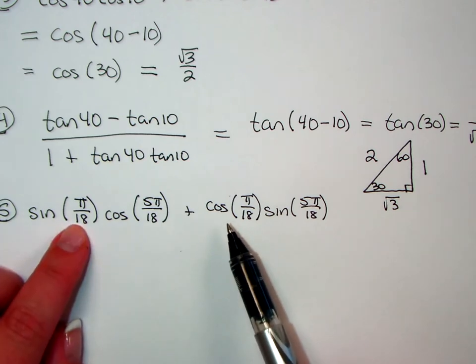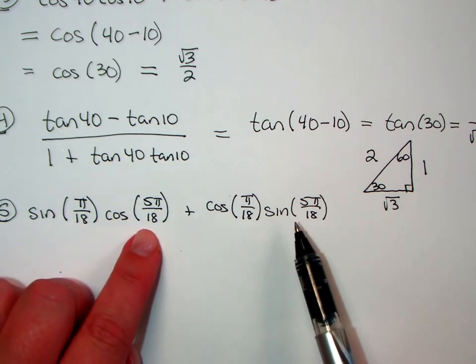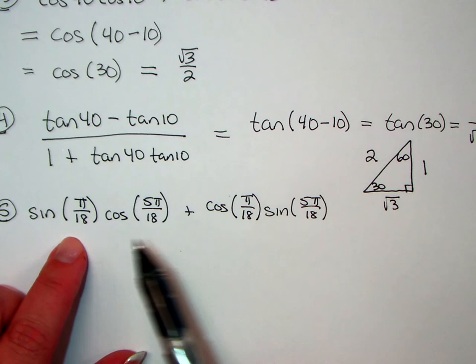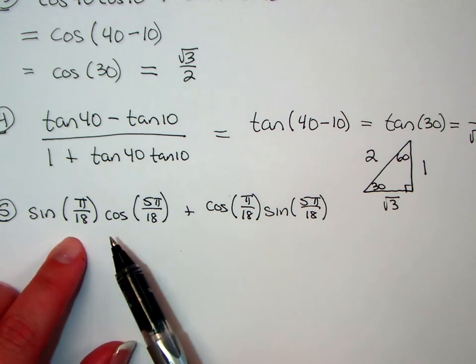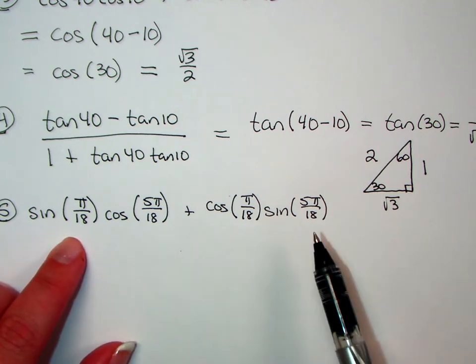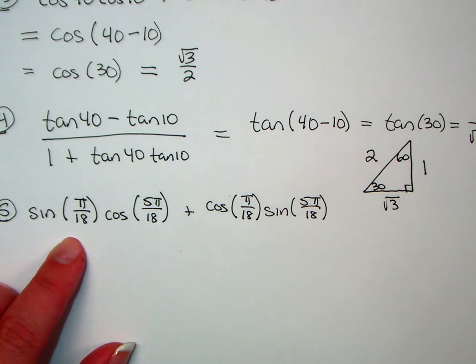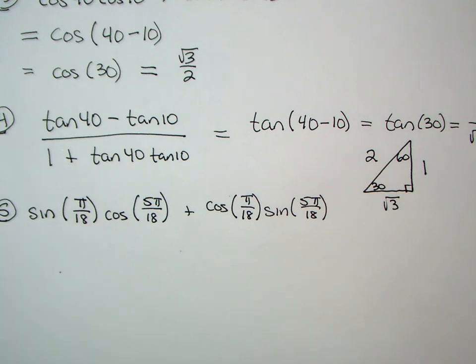Pi over 18 is the first angle, 5 pi over 18 is the second angle. And in our terms, we're mixing sines and cosines together. We have a sine cos plus a cosine. So if you look through your formulas, which one does sine cos plus cosine? That's the sine of a sum, right?